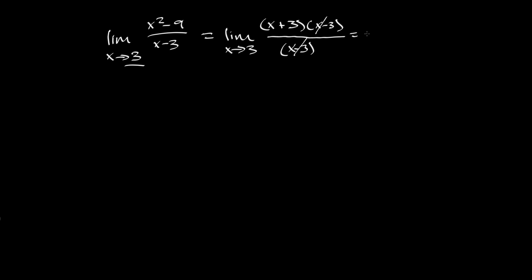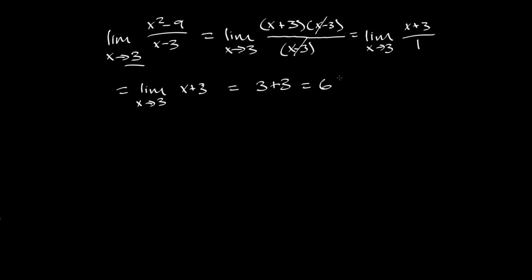And we're going to be left with the limit as x approaches 3 of x plus 3 over 1, which is just the same thing as saying the limit as x approaches 3 of x plus 3, because anything over 1 is just that number. Now that we have our new function, we can use that to find the limit. We just have to plug in the value that x is approaching. So this is going to equal 3 plus 3, which is going to equal 6, and that is the limit for your function.